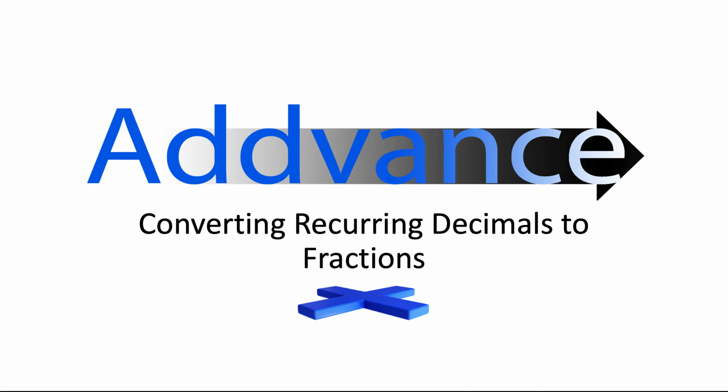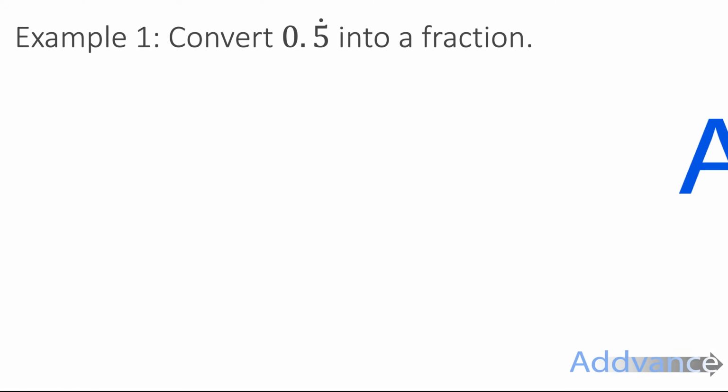Today we're looking at how to convert recurring decimals into fractions. Okay, so let's start with this example. You're going to convert 0.5 recurring into a fraction.